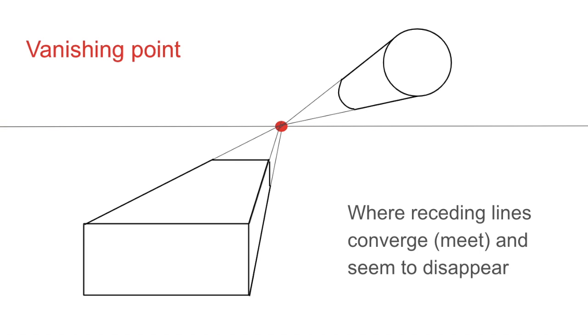The vanishing point is where receding lines converge or meet and they seem to disappear. So eventually things get smaller and smaller and smaller until they look like they are not there anymore.